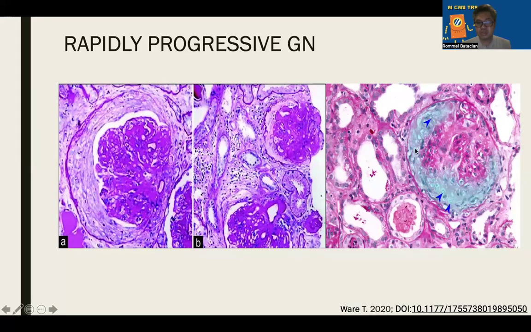I think this is the Masson trichrome. As you can see, the blue-greenish color. So, that's why it's called a crescent, because usually the deposition formation takes the shape of a crescent moon. That's why it's called a crescent.